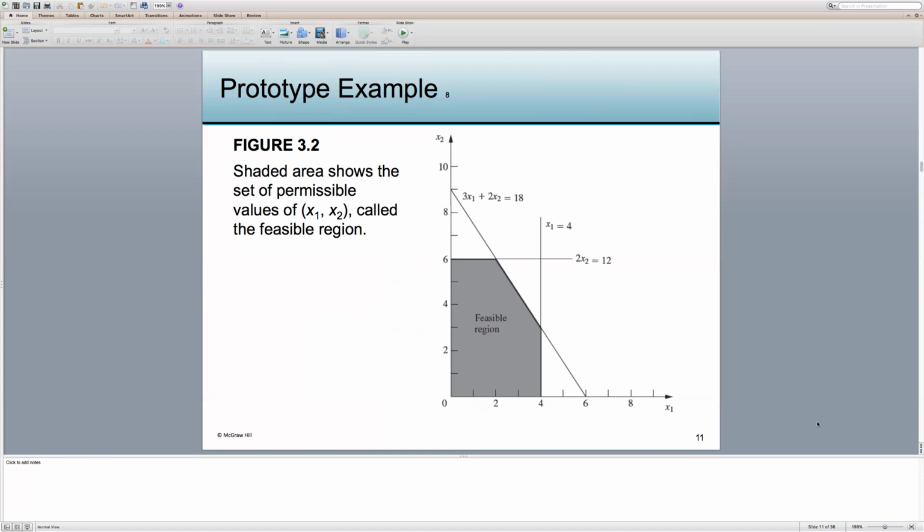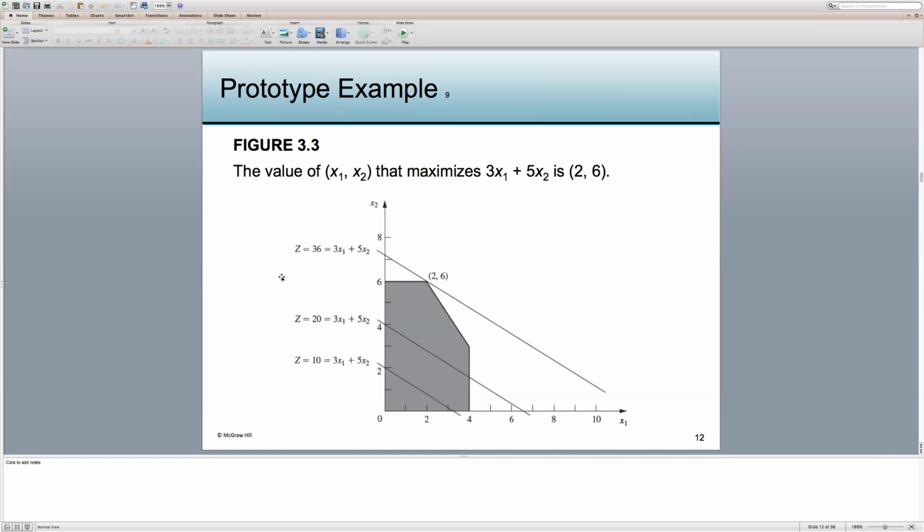All right, this is the feasible region. And this is the feasible region with various choices of the objective function.